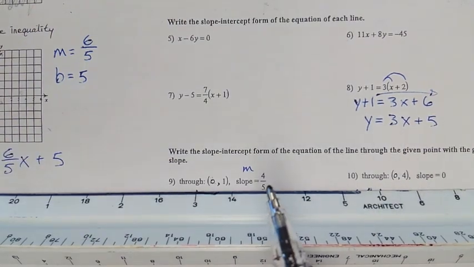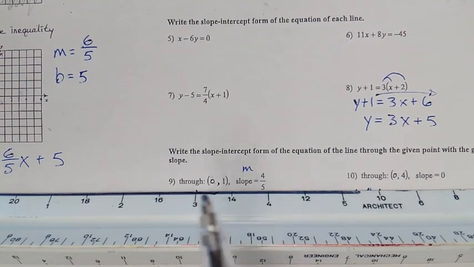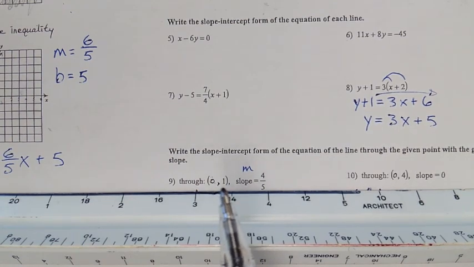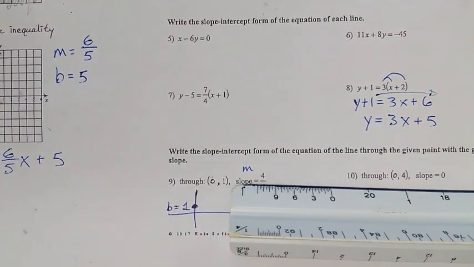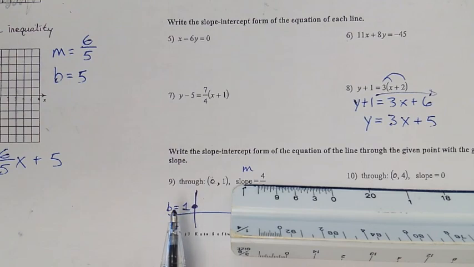Okay, so the slope is 4 over 5, and it goes through the point 0, 1. What does this point 0, 1 imply? Yep. It passed through the origin. Not origin. The y-intercept, right? This is the exact same thing as saying your y-intercept is 1. Right? Which means b is 1.